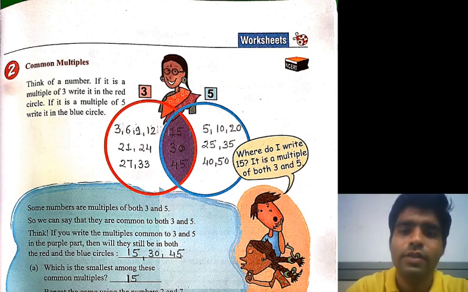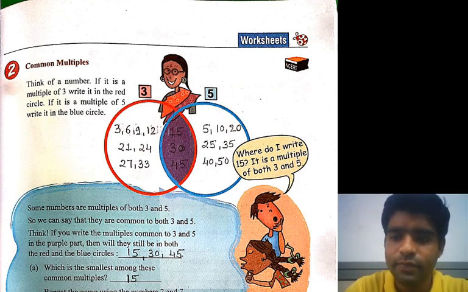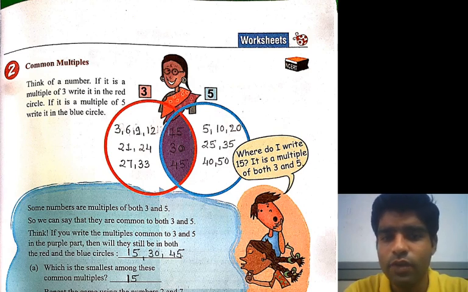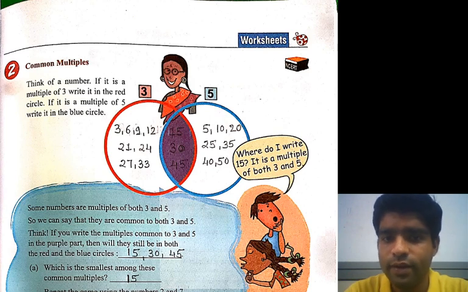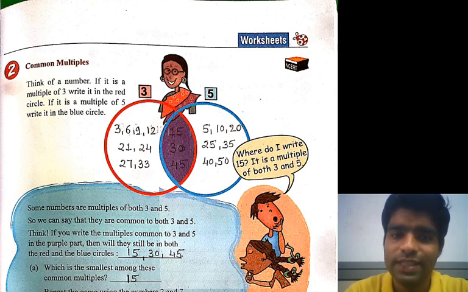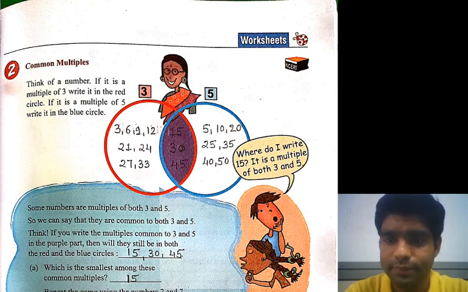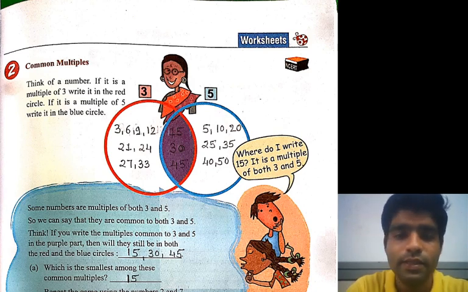Now I start the next question. Which is the smallest among these common multiples? First of all, we have to find the smallest common multiple. I already found the common multiples of 3 and 5: 15, 30 and 45. Out of the three numbers, we have to find which is the smallest. So definitely 15, because 15 is the smallest common multiple.